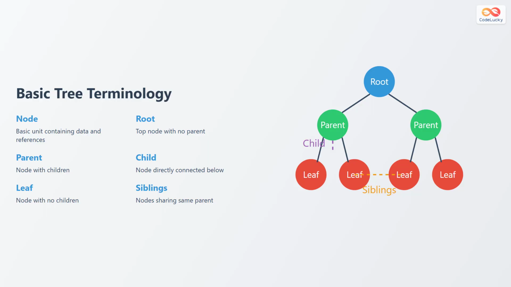Let us familiarize ourselves with some basic tree terminology. A node is the fundamental unit of a tree, containing data and references to other nodes. The root is the topmost node of the tree, and it does not have a parent. A parent is a node that has one or more children. Conversely, a child is a node that is directly connected to a node above it. A leaf is a node that does not have any children. Siblings are nodes that share the same parent.